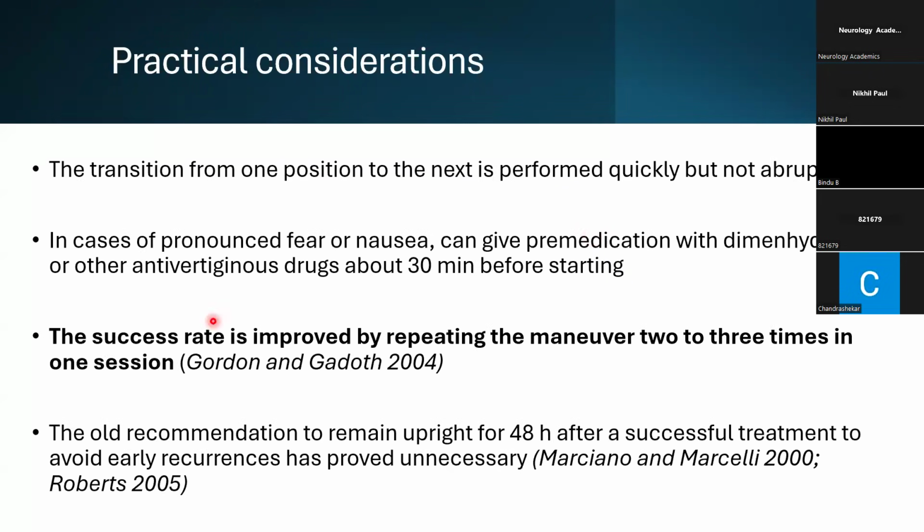In some people who have significant nausea or maybe are a bit anxious, we can pre-medicate with something, antivertiginous drugs. There are multiple studies showing that the success rate is improved by repeating the maneuver maybe 2 to 3 times in a single session itself. So if he's not getting adequate relief with one session, we can do two, three maneuvers in the same session itself.